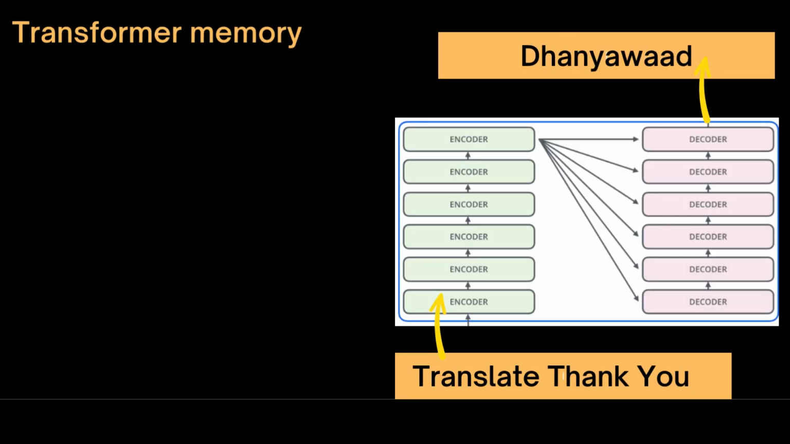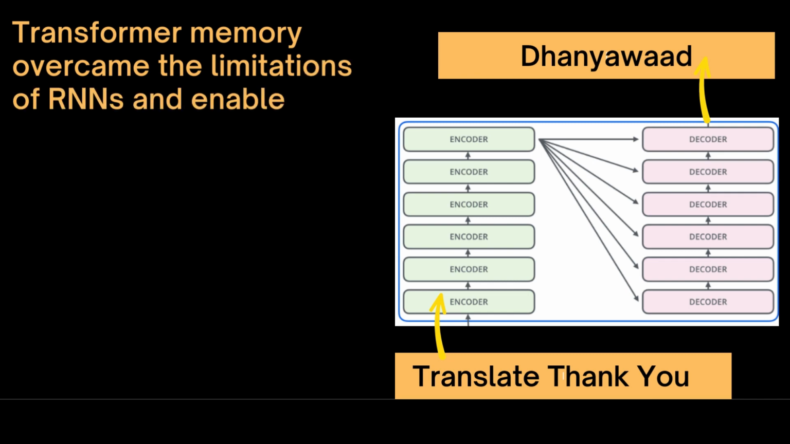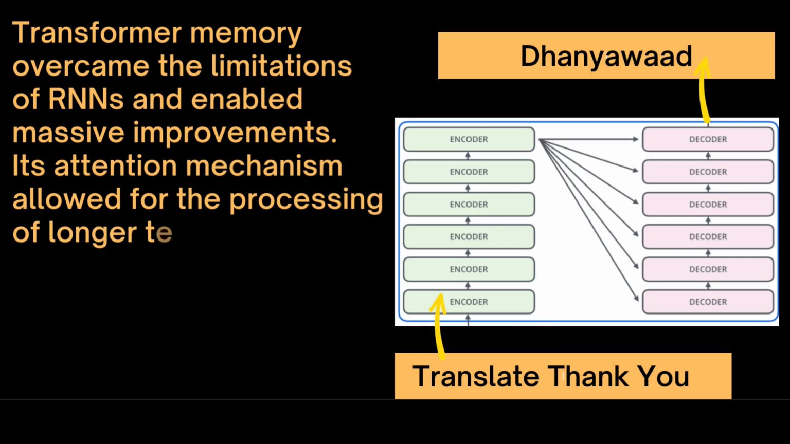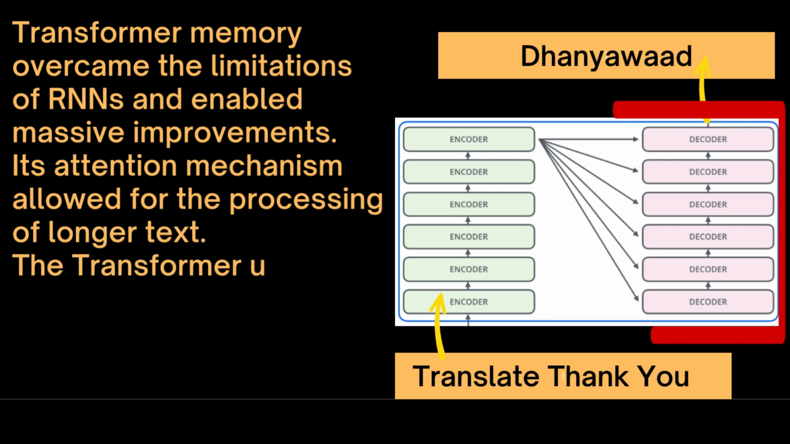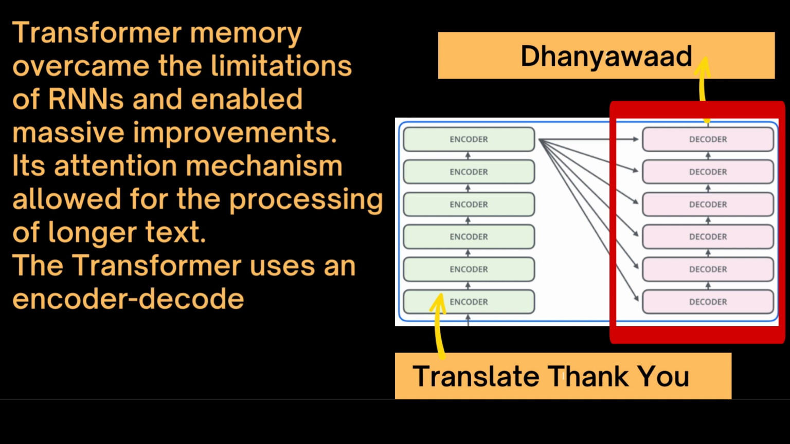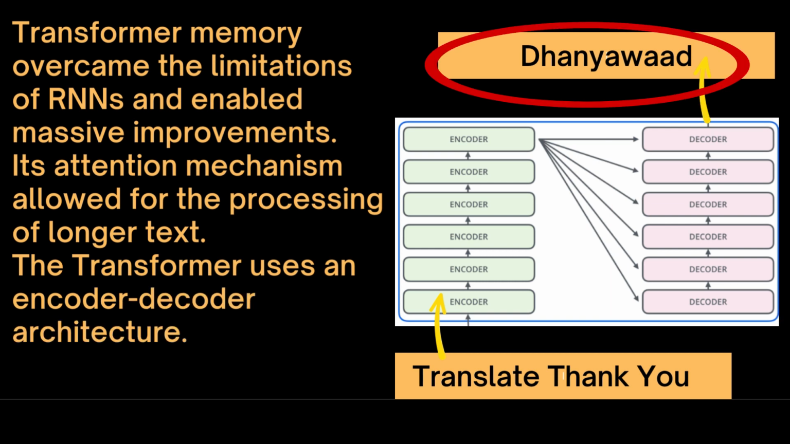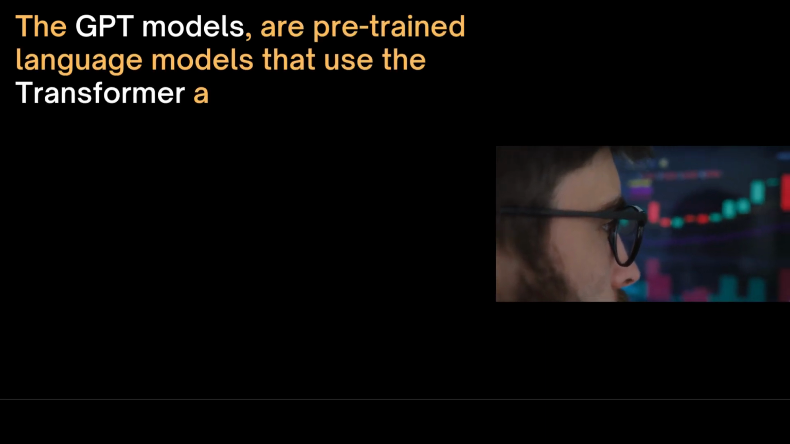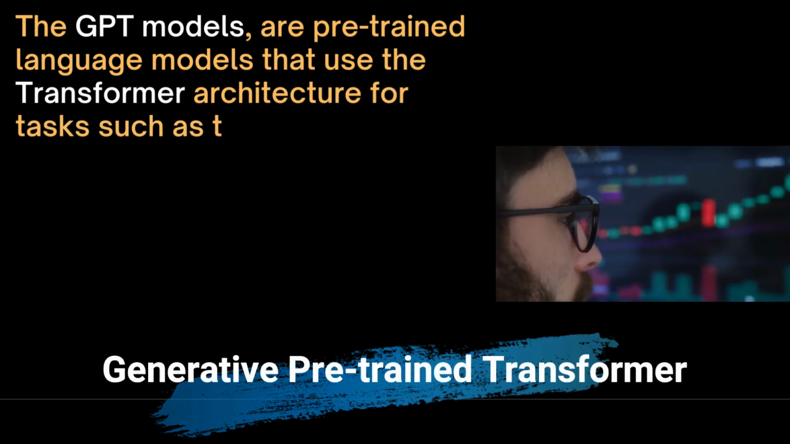So this is how the transformer works. The transformer memory overcame the limitations of the RNNs and enabled massive improvements. So for example, if we give the input "translate thank you", it goes through a series of encoders and then a series of decoders, which provides the output "dhanyavad."